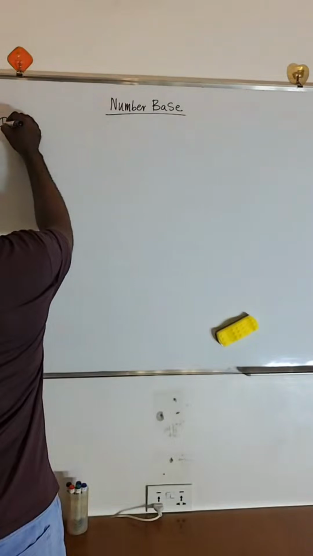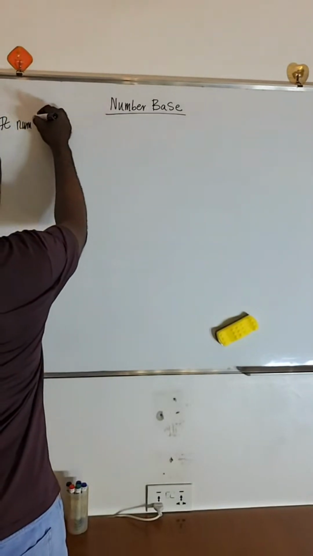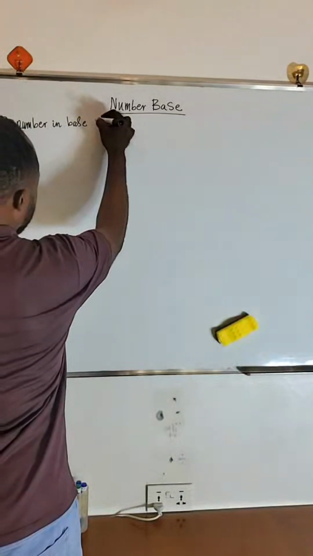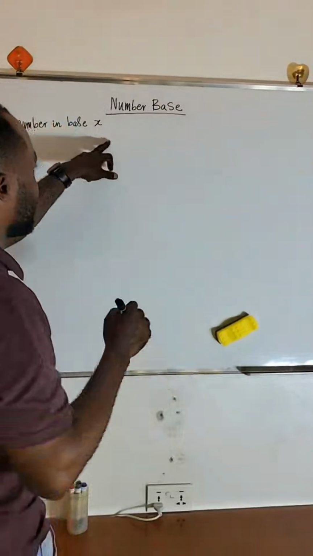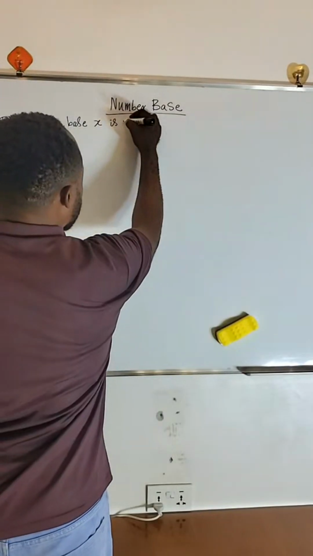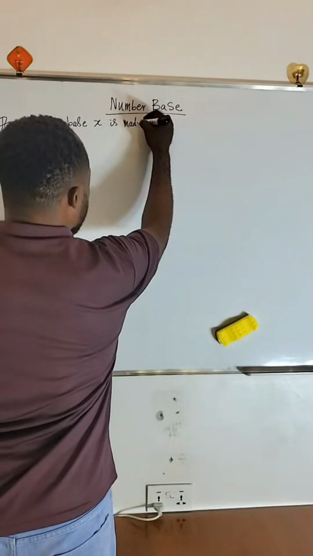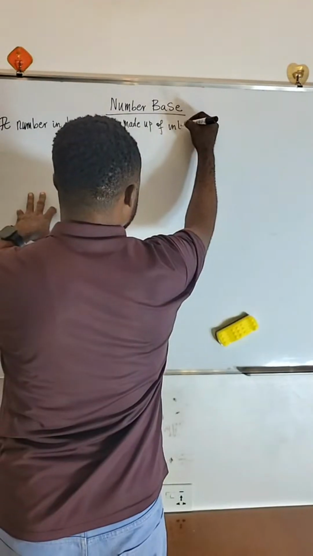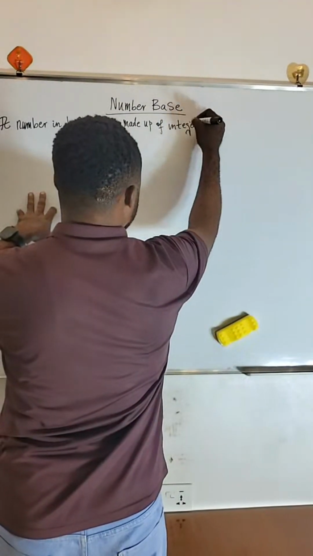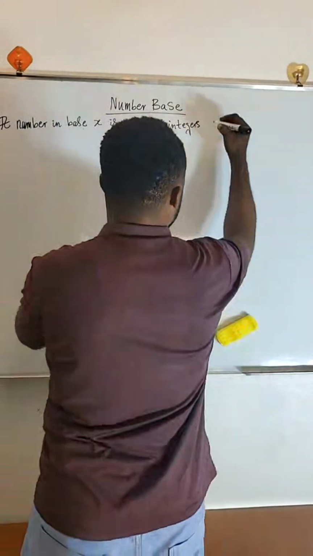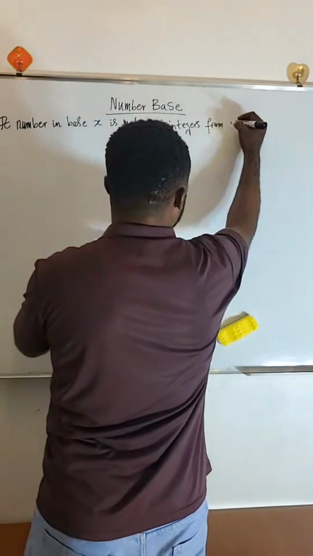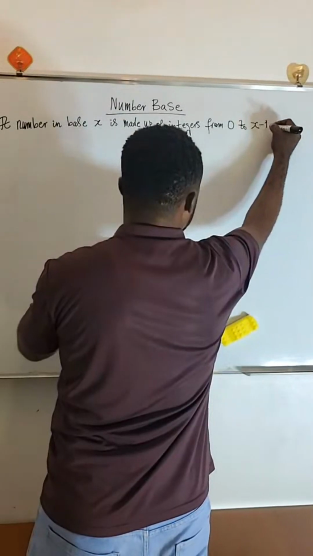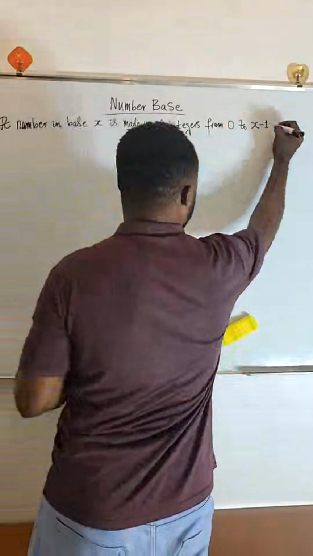You have a number in base x. A number in base x is made up of integers from 0 to x minus 1. All right, it's made up of.